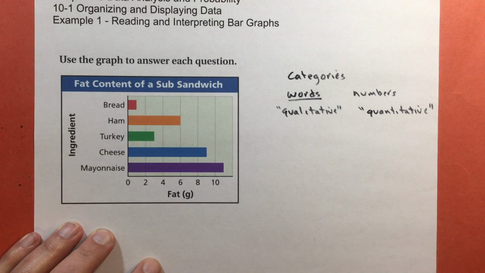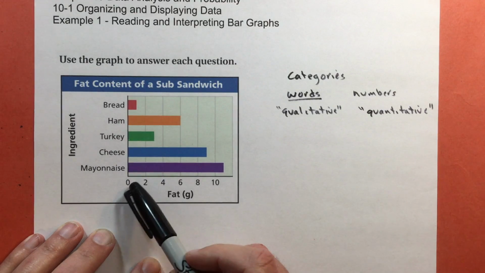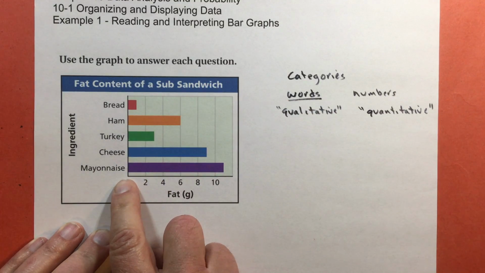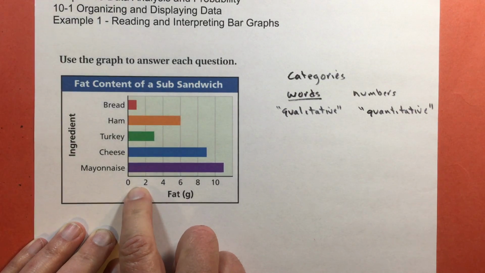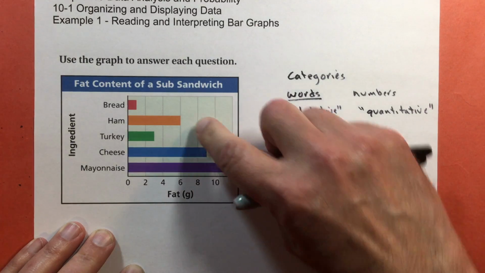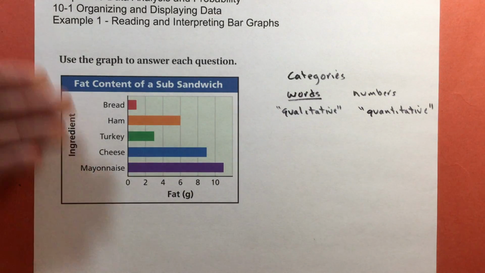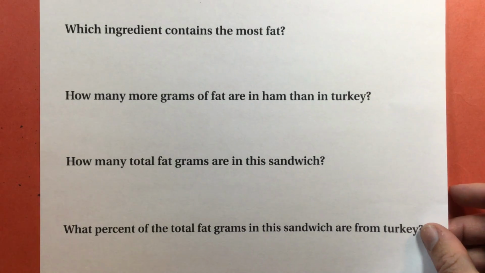Along this side, I have a numeric scale. So there are going to be numbers, but each of the categories has a number assigned to it. And I can read what the number is. So for bread, if I go down, bread is halfway between 0 and 2, so that probably means 1. So I would say bread is about 1 gram of fat in this sandwich. The ham, which is on this line, goes down to 6 grams of fat. So each of these ingredients is associated with a number that represents how much fat content you're going to get from that ingredient.